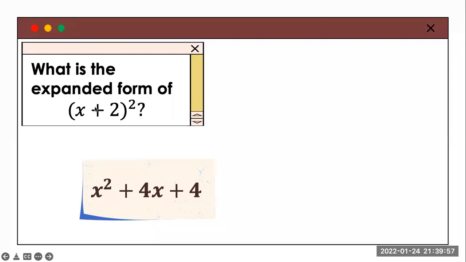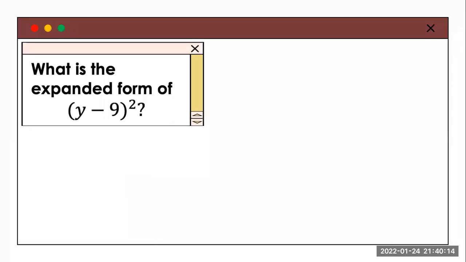Again, square the first term, the x, square the last term. So you have here 4. And for the middle term, multiply 2 times x, 2x, times 2. Huwag kalimutan yung times 2. Okay? Ayan. Kaya yan yung sagot.